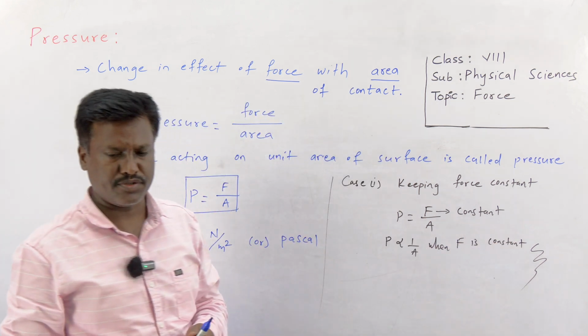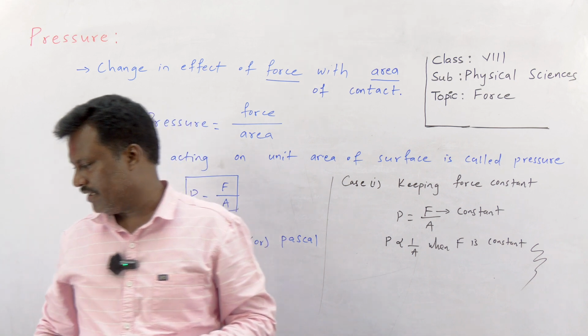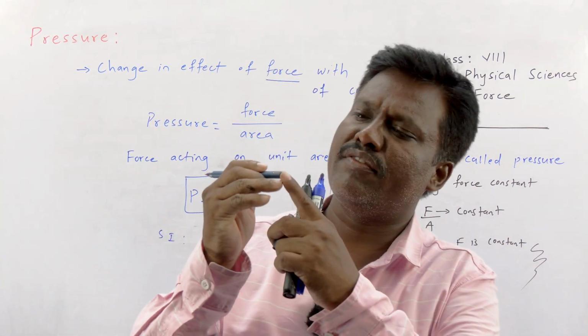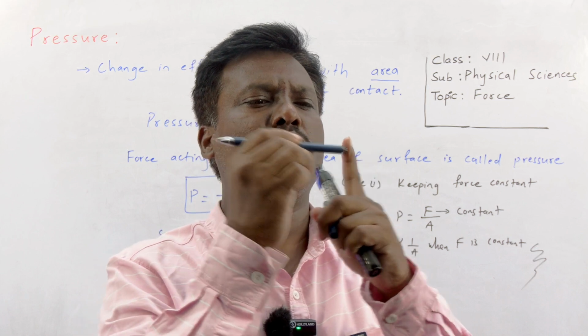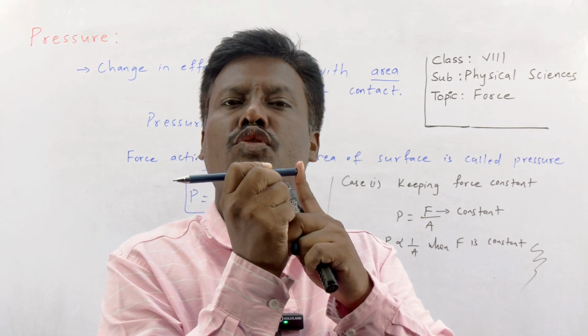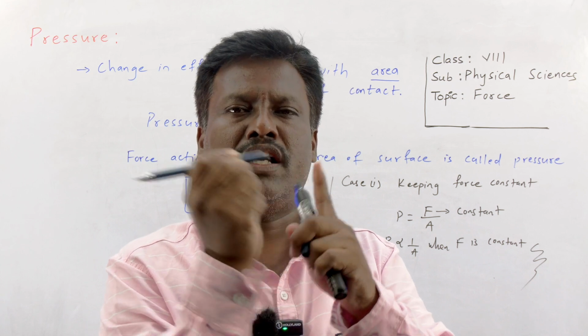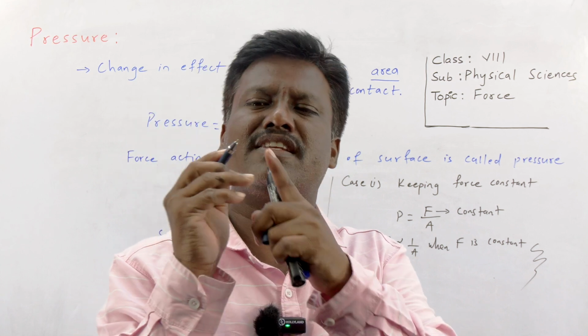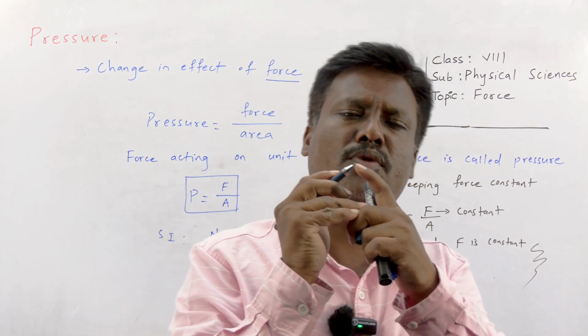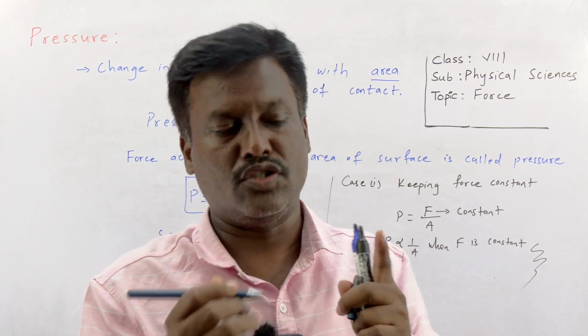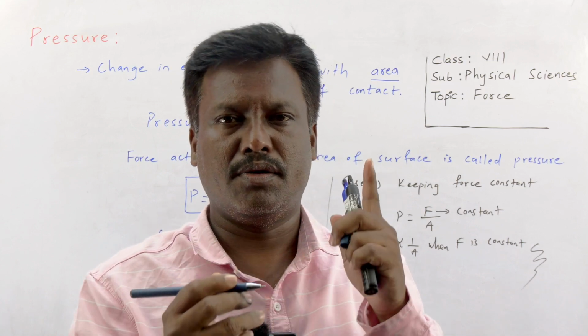What are the examples? See, if I take one pen, this is the area of contact. With this area of contact, I am going to press on my finger. I don't feel much pain. Okay, same force I exert, but this time you see the nib of the pen has a smaller area. Now, same force, but I feel some pain.